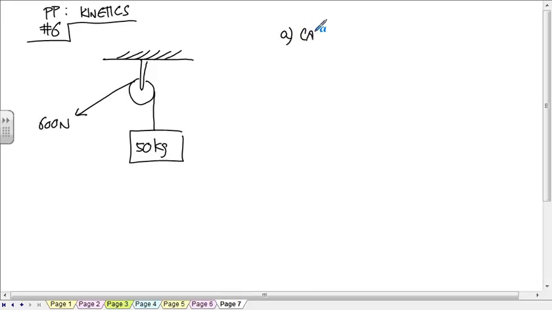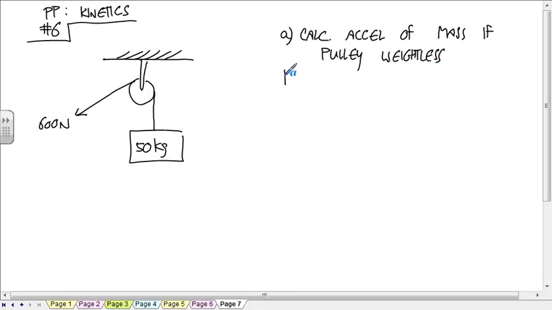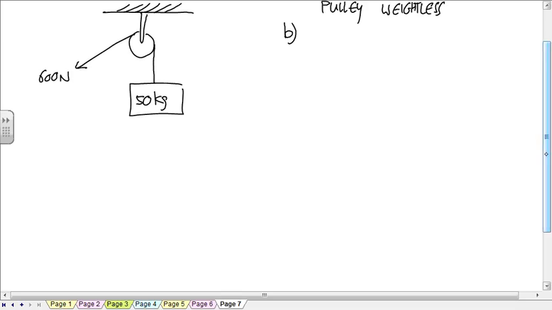So first, calculate the acceleration of the mass if the pulley is weightless. Does anyone want to see that one? That's just set up for the second one so you can see how things change. But the second one, we're going to say the pulley has a mass of 3 kilograms and a radius of 0.1 meters. Okay, so for the first one, let's do it because it's fast.